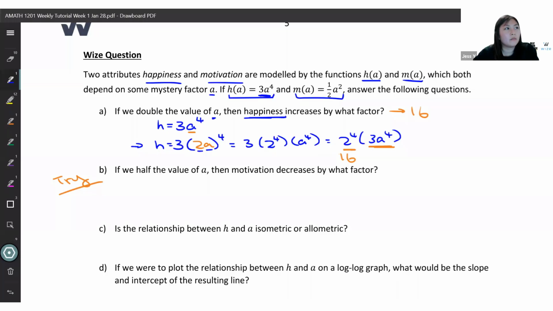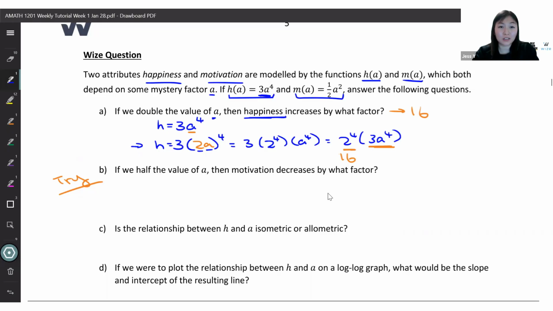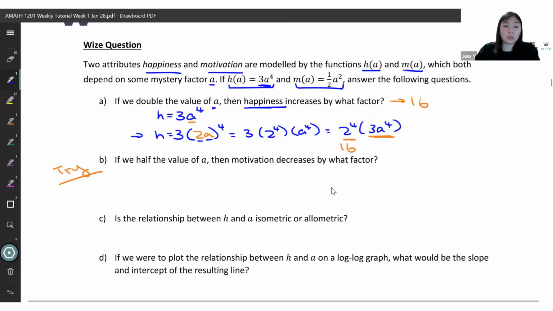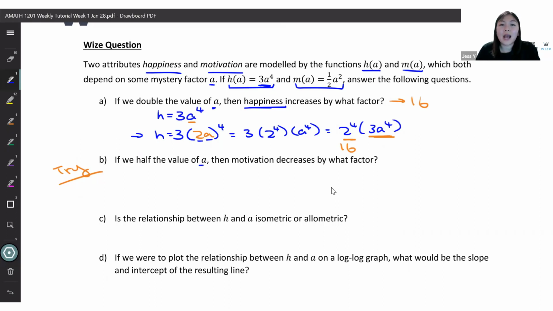Okay, I have more than half, the majority, who have indicated that they've tried it at least. I'm seeing some hands go up and down. So I'm going to quickly take this up so we can move on to some more questions. I want to expose you guys to as many questions as we can here. So this time we are halving the value of a. Be very careful. They're asking what happens to motivation, so don't use the h equation. You're using the m equation, the motivation equation.